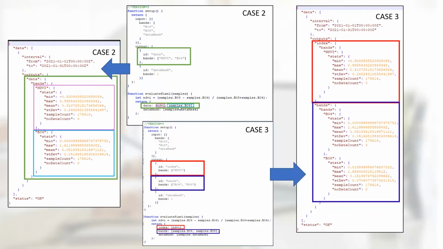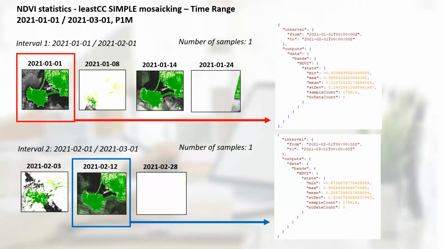And let's talk, just very quickly, about mosaicing. As mentioned before, if your mosaicing is set to simple, which is the default, you are going to get precisely one scene within each of your intervals. Which one exactly is selected is based on your settings. By default, the most recent one is taken, but if you set it to least cloud coverage, then the one with the least cloud coverage is taken.